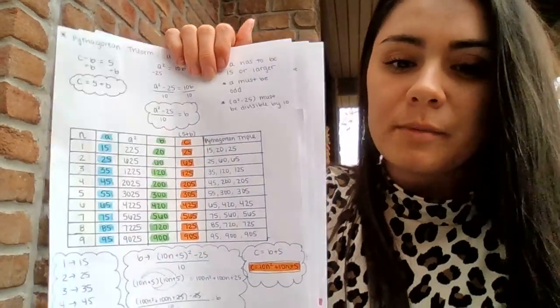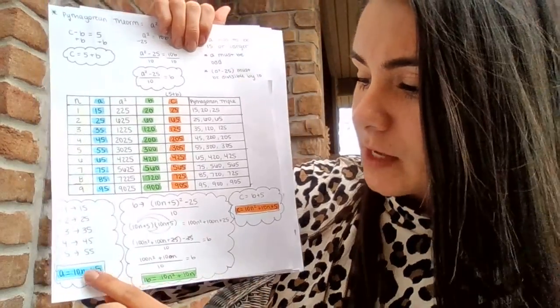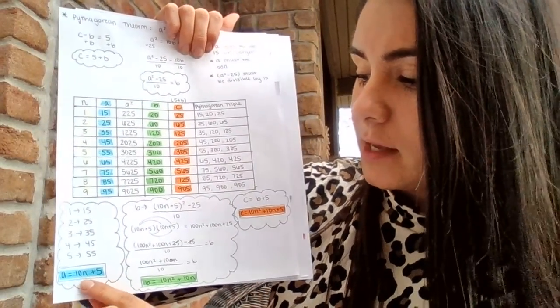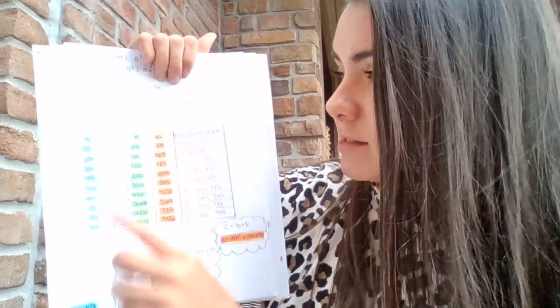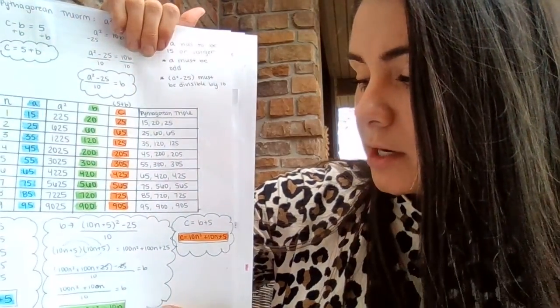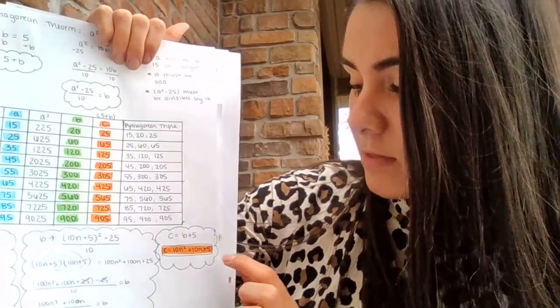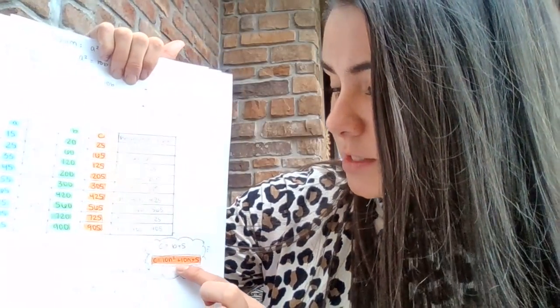And so then finding a formula for n, for any number for a, b, and c, I found that a equaled 10n plus 5. And then I plugged in this a into this original formula up here. So I squared 10n plus 5, and I continued to subtract 25 and divide by 10, and figured that out. So b equals 10n squared plus 10n. And then c, we just add 5. So c equals 10n squared plus 10n plus 5.